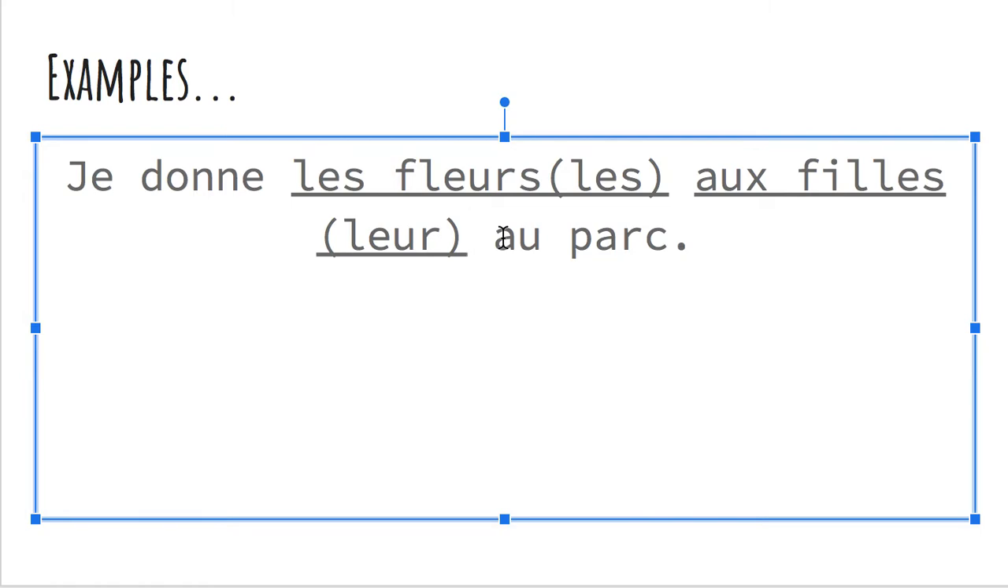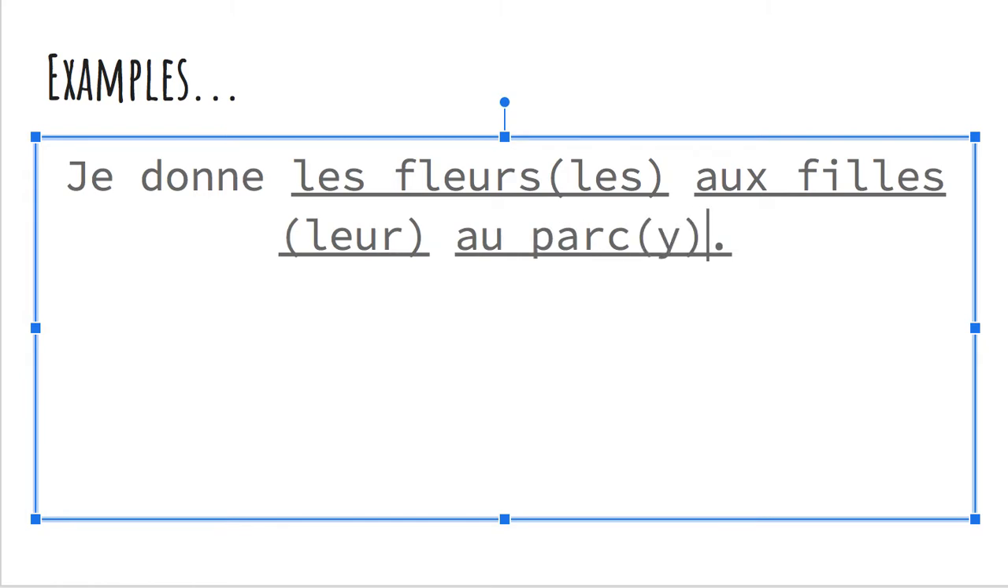Do I have a y, which would be a location, or an en, which is a quantity? You have a location. So this is going to change to y. Wow. If I could type, that'd be amazing. Okay, so now I have three different things that I'm replacing, and they all have to go before my verb. Every single one of these things has to go before my verb.